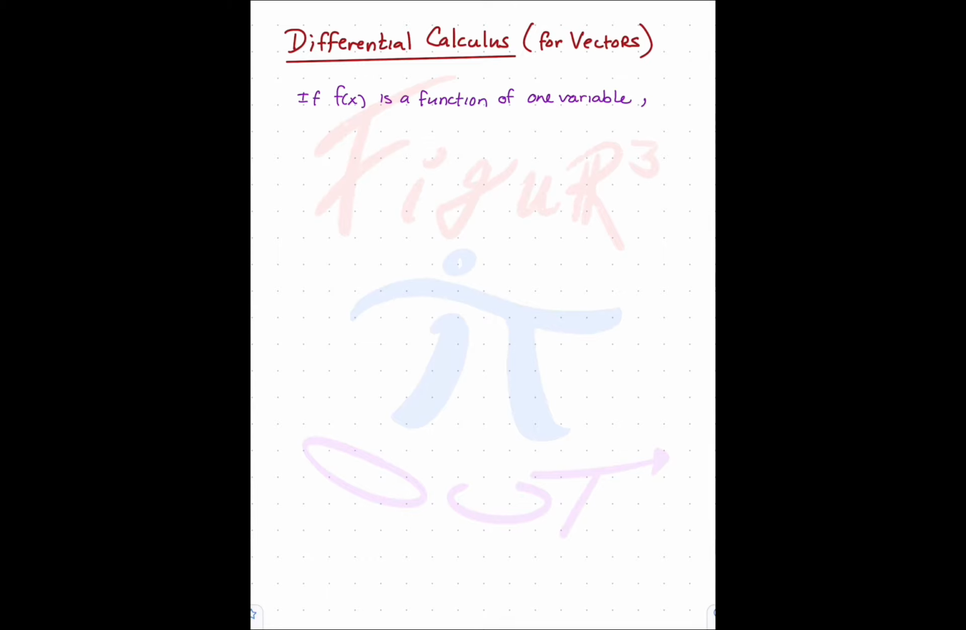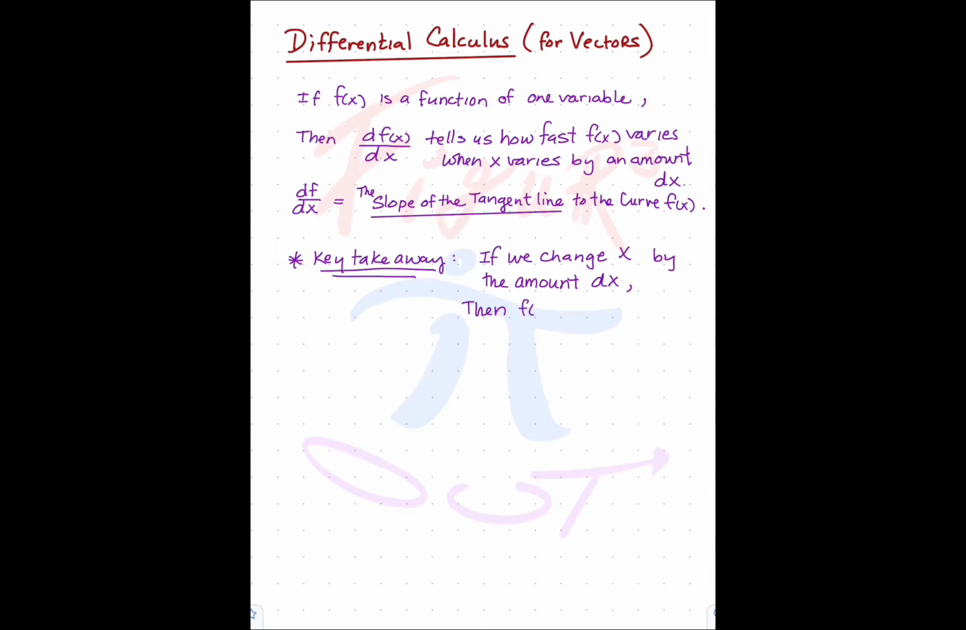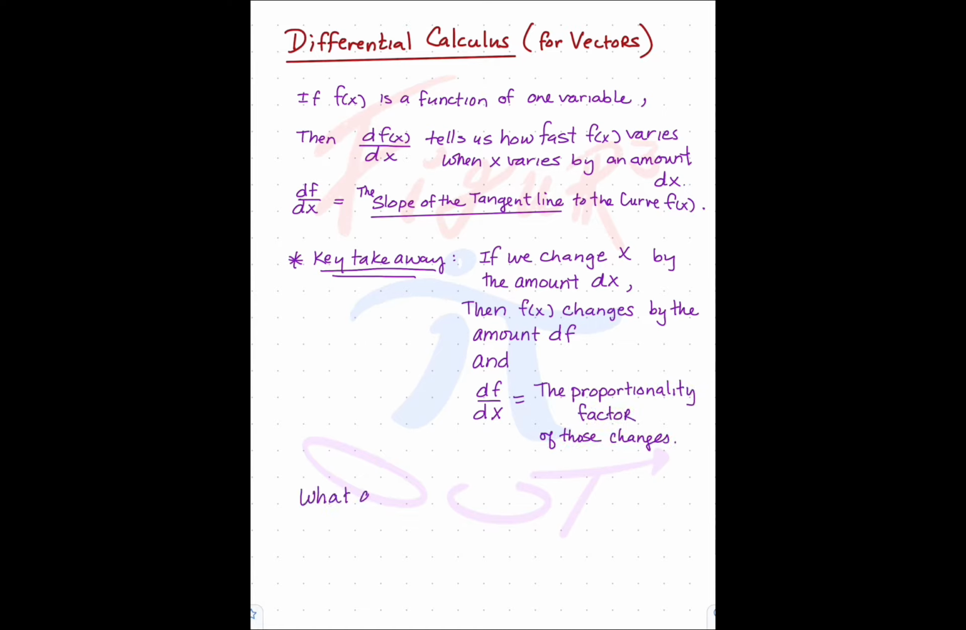Let's go over some basic calculus. If f of x is a function of one variable, then df/dx tells us how fast f of x varies when x varies by a small amount dx. It's typically known as the slope of the tangent line to the curve of f of x in high school calculus. The key takeaway is that if we change x by just a small amount dx, then f of x will change by the amount df. And the ratio df/dx is the proportionality factor of those changes, typically known as the derivative.